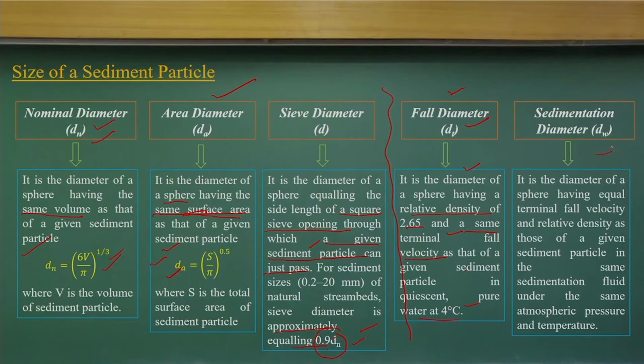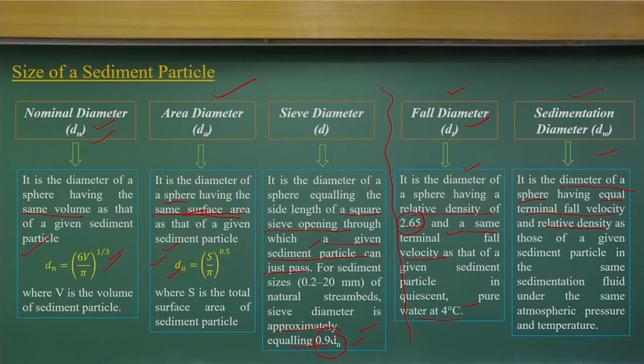The sedimentation diameter is the next level, where you find the diameter of a sphere having an equal terminal fall velocity, with the same relative density. In the fall diameter case, the relative density we considered is 2.65, but for the sedimentation diameter the relative density is the same as the material's relative density. That is the reason we call it the sedimentation diameter.